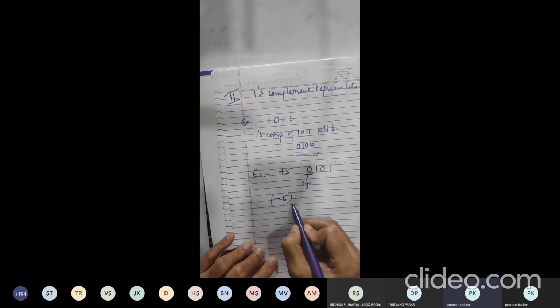So 0101 is plus 5, and minus 5 in one's complement representation is obtained by taking the one's complement of this number. So it will be 1010. The MSB will automatically become 1 because an MSB of 0 indicates a positive number. When you invert the bits, when you take the one's complement, the MSB also gets inverted. It becomes 1, which indicates a negative number. So 1010 represents negative 5.